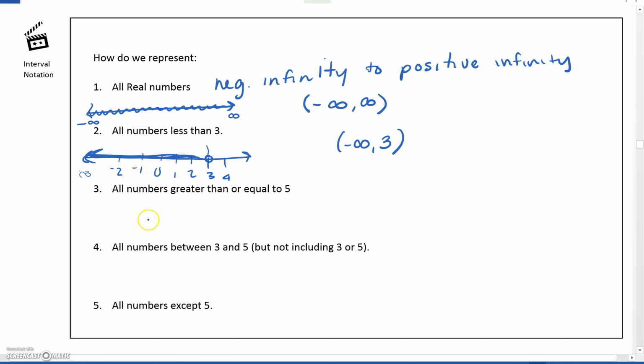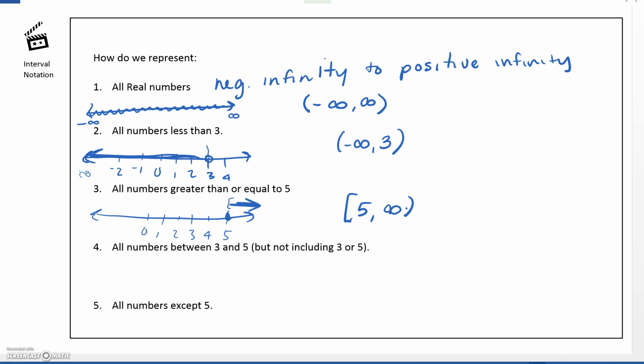Okay, the next one says all numbers greater than or equal to 5. So if we draw our number line, greater than or equal to 5 would be 5, including 5, so that would be a closed-in dot or a bracket, and everything to the right, everything getting bigger, all the way up to infinity. So we're going to start at 5, and since we're including it, we're going to use a bracket, and then we're going to go up to infinity, which remember for infinity, we always use parentheses.